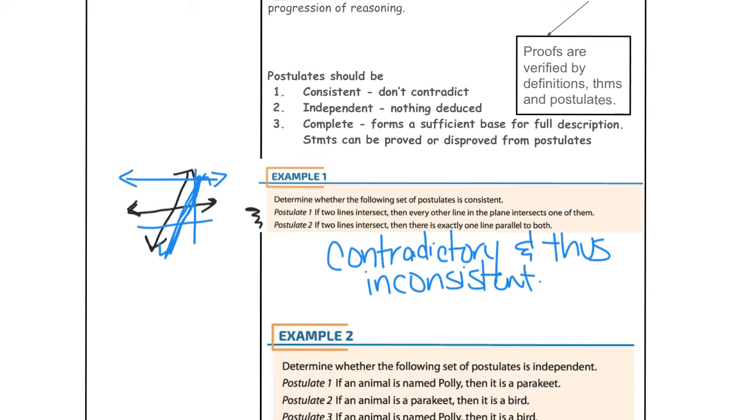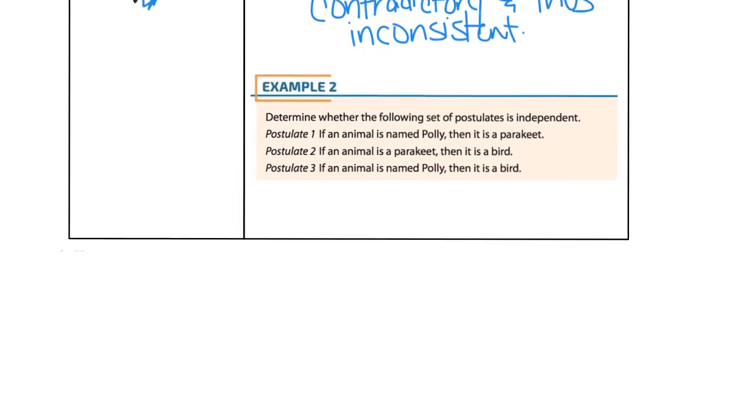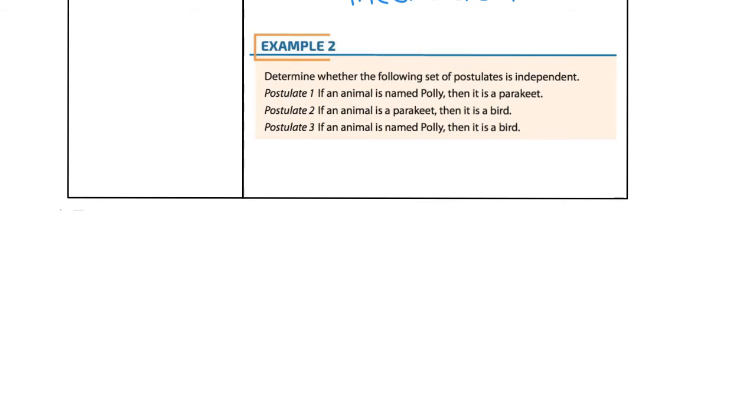So let's look at a second example. I know it's not the easiest thing to think of, but we're going to try it again, and we're going to keep trying. Example number 2 says, determine whether the following set of postulates is independent. So each one has to be able to stand on its own.